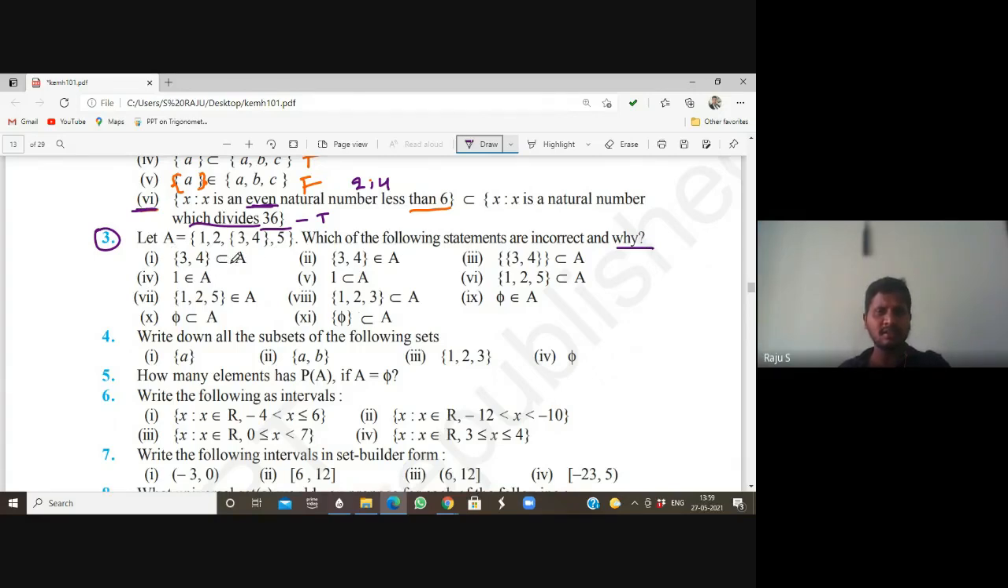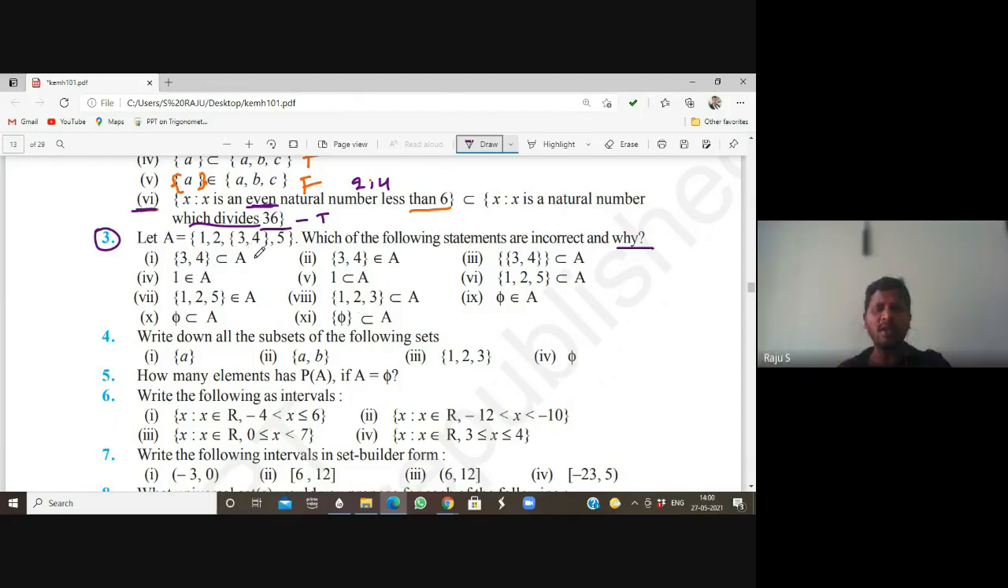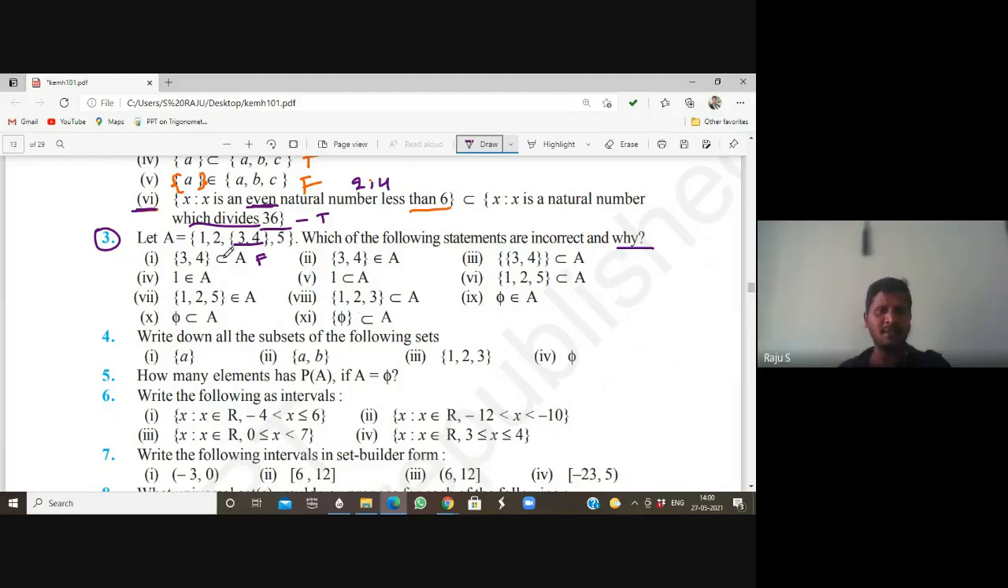Is it correct? False, sir. Why is it false? Sir, it belongs to A. We should put another pair of curly brackets, then only it will belong. Yes, actually it is an element, but the given symbol is subset. It is not a set. It is an element of A, which is not a set. So clearly it is false.